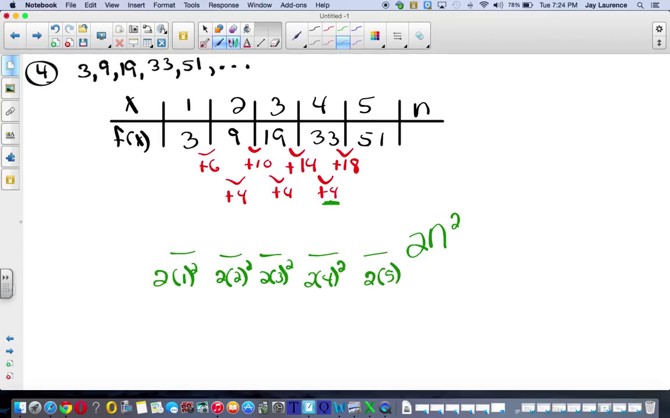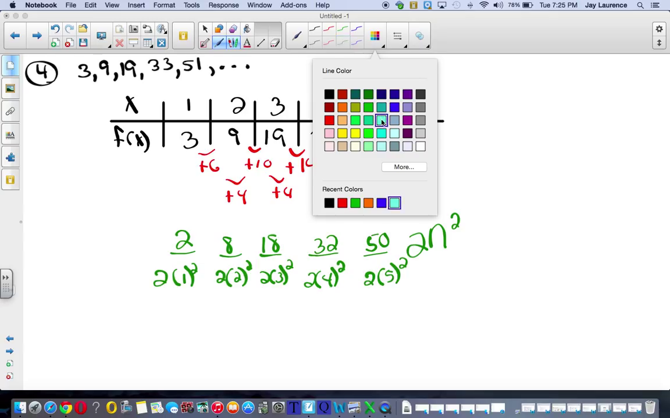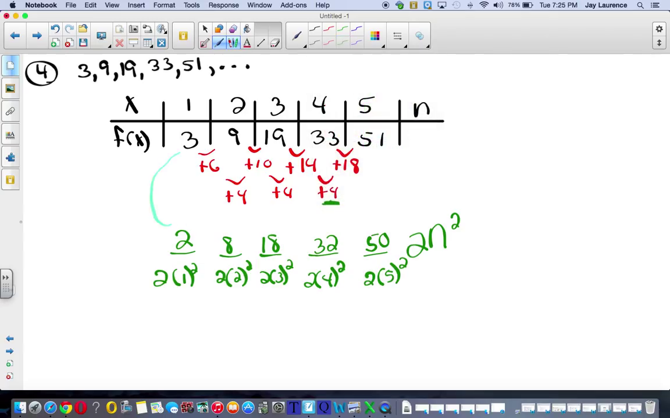2 times 5 squared. All right, so we got 25 times 2 is 50. We've got 16 times 2 is 32. 9 times 2 is 18. 4 times 2 is 8. And 1 times 2 is 2. And check this out. I don't know if that's light enough to show. How do I turn 2 into 3? Oh, I add 1. How do I turn 32 into 33? I add 1. How do I turn 50 into 51? I add 1. This is going to be 2n squared plus 1.